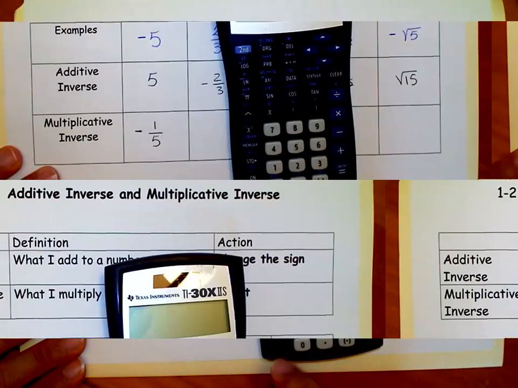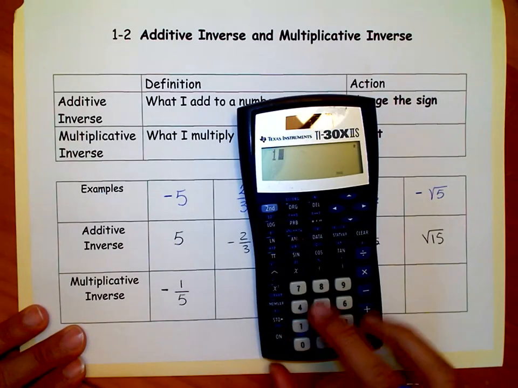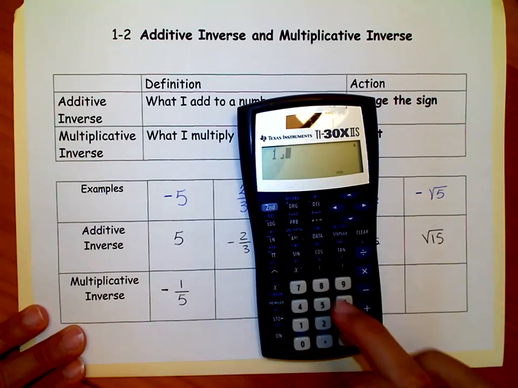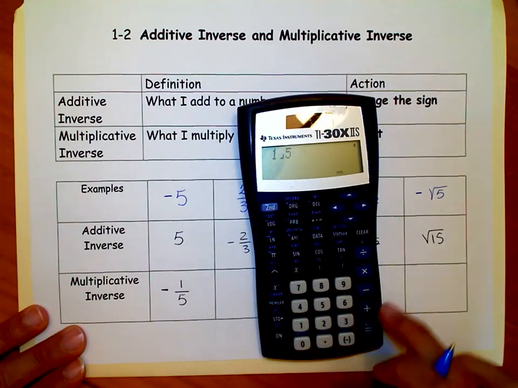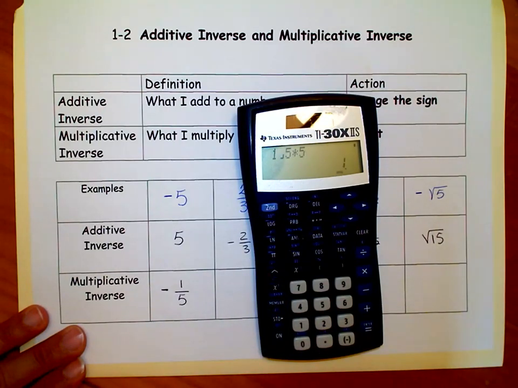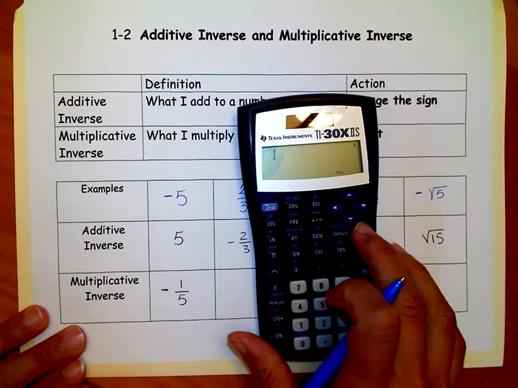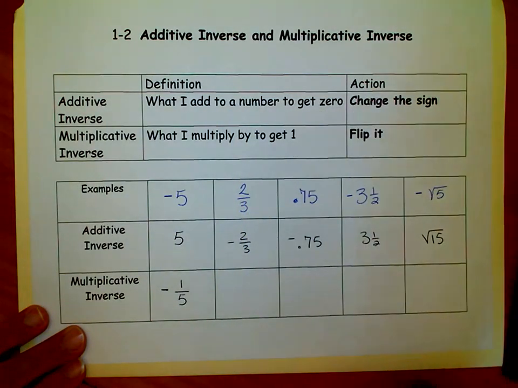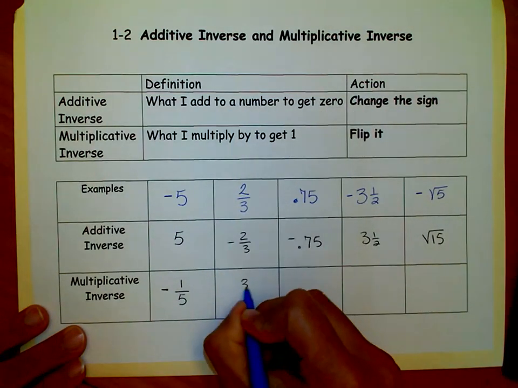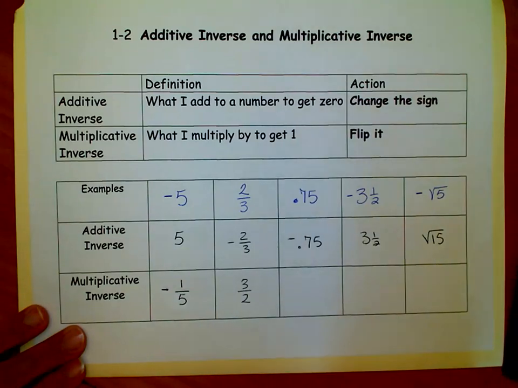And you can check that in your calculator. You can say 1/5, you get a little fraction key there, that's 1/5, times 5, and you'll get a 1. And we know that the negative and the negative get us a positive too. So we're going to flip it. So we just flip 2/3 over, we get 3/2.